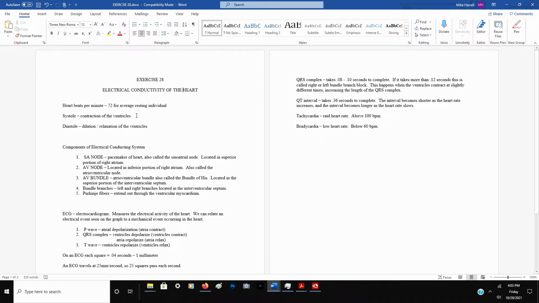There can be a lot of variation for individuals depending on their health, age, and many other factors, but somewhere between 70 and 75 is always considered an average. 72 is a pretty good number. Next right here we see the term systole and diastole, something you've definitely heard before when you talk about blood pressure, which is a topic we'll get to in the future.